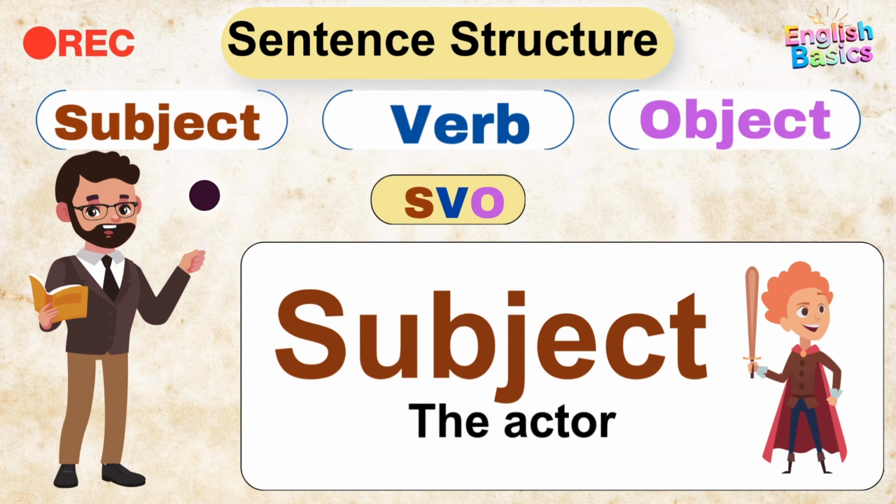Let's start with the subject. The subject tells us who or what is doing the action in a sentence. It's the star of the sentence. The actor. Now that you know the star of the sentence, let's meet the action, the verb.